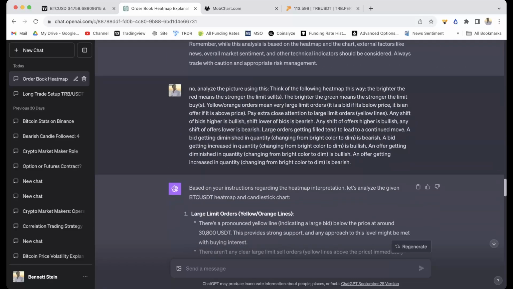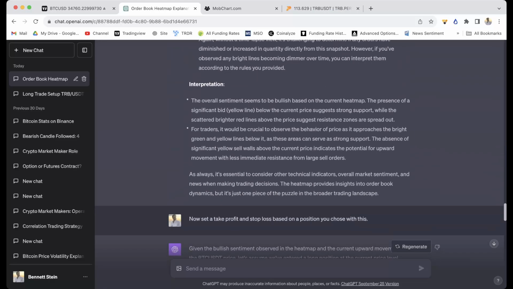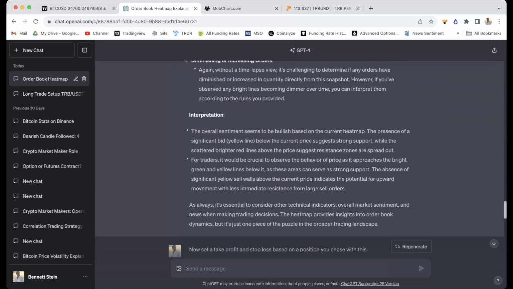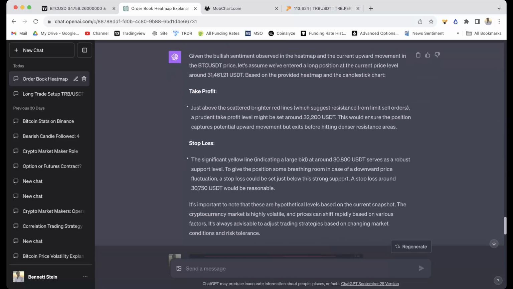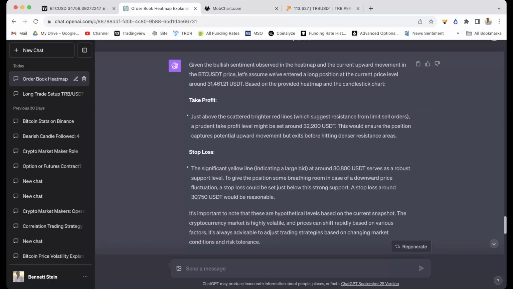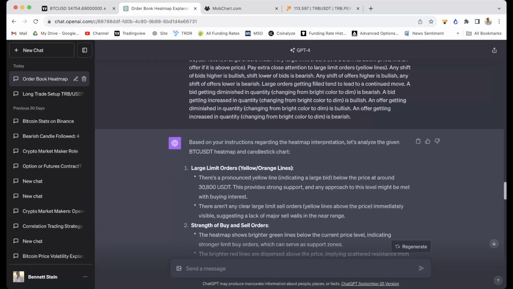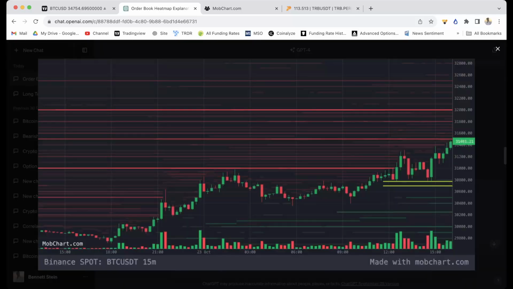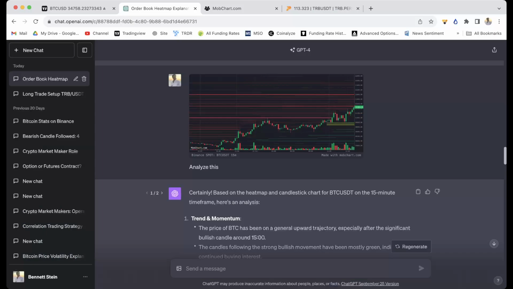So after it did that, I said, okay, give me a take profit and a stop loss based on this intelligent analysis. And what it did was actually really cool. It said, I want to go long right now at 31,461. Now, I want to have a take profit at about 32,200. Remember that this is the data that it had previously. So it actually wanted, for some reason, to take profit right above all of that resistance, which I think is actually not a bad idea, assuming that all that liquidity is filled and we go to 32,200.